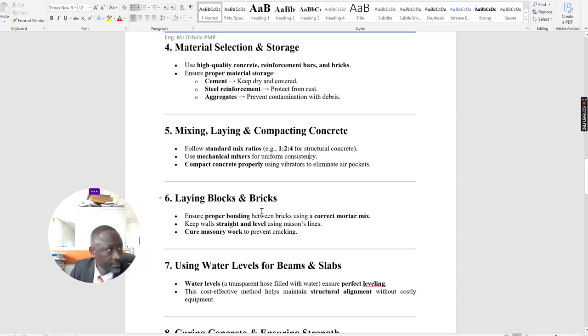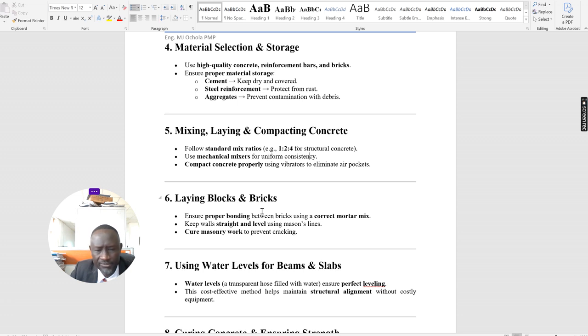Now, laying blocks and bricks. Here, I've talked about how you can use bricks and blocks as infill, or they can be load bearing. But key to these are two things: the strength and the mortar joints. Those two parameters should always be defined by the designer, and it requires compliance on site by the builders if we are to avoid collapse of the building.